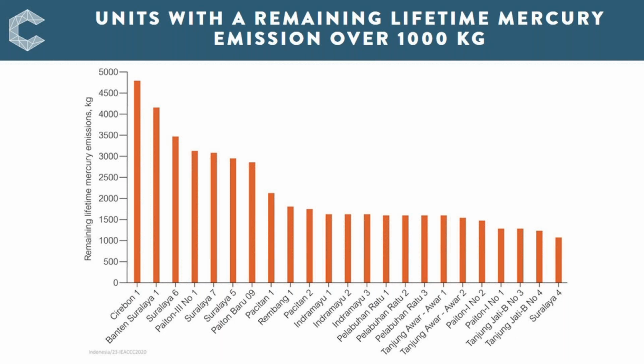So as I said, there are valid reasons. We're not naming and shaming. There are valid reasons why these plants are emitting more mercury than others. They may be younger. They may be in high demand. They may be baseload plants, and they may be very necessary to the grid.